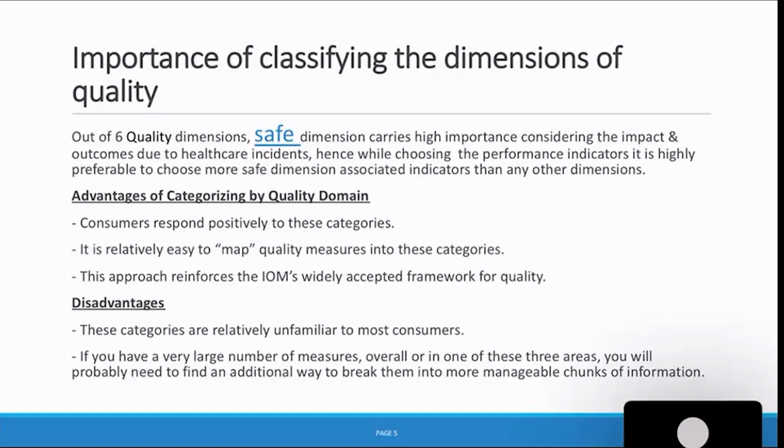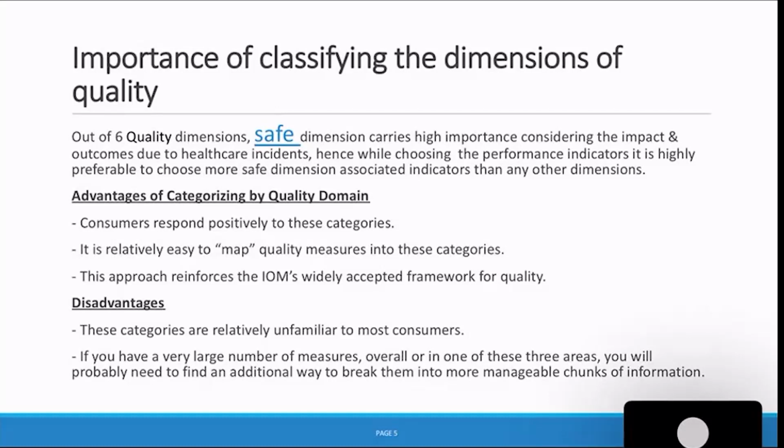While choosing itself, we need to make sure that we are trying to align with one of these 6 quality measures. Any performance indicator or performance measure can even be added to more than one quality dimension. This approach reinforces the IOM's widely accepted framework for quality. That is one of the main advantages of it.